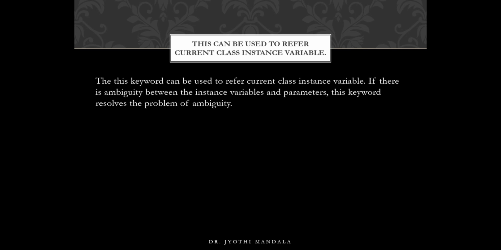The first way to use this keyword is to refer to your current class instance variable. You all know what an instance variable is. The variables that are there in your class are called instance variables. Now if there is an ambiguity between your instance variables and the parameters in the constructor, then this keyword resolves the ambiguity. So let us first see what the problem is if this keyword is not there.